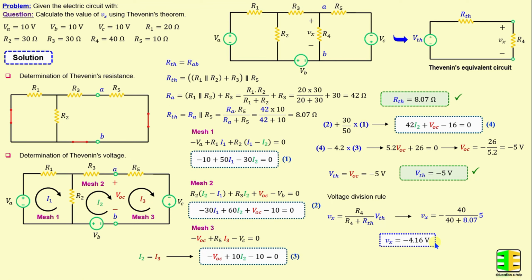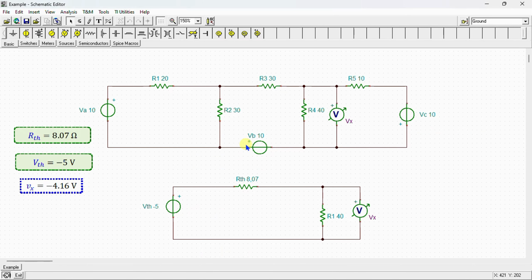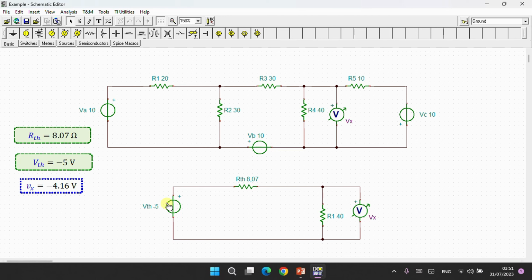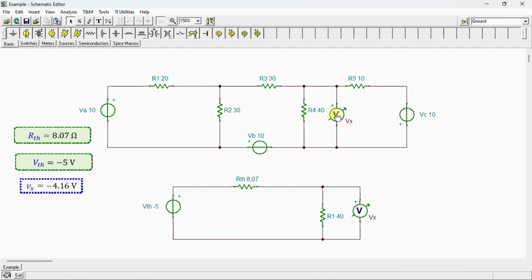After completing the calculations, I performed simulation using SPICE to verify our results. Now let's proceed to the SPICE environment. Here is our networks drawn in SPICE simulator. This is the original circuit, and this is the Thevenin's equivalent circuit between terminals A and B. I connect here a voltmeter in order to measure the voltage across the resistor R4, and here also I connected the voltmeter in order to measure the voltage across the resistor R4.